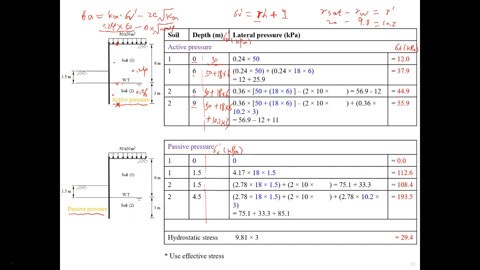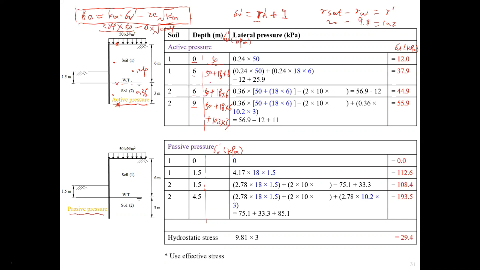The second point is 6 meters. Because there is water, there will be a transition in the force diagram. So we have to consider one tiny point roughly above this water table and one tiny point below this water table, because there will be a force transition. Again, we always use this formula. That's step five: we always use this formula to do the calculation for the lateral pressure.